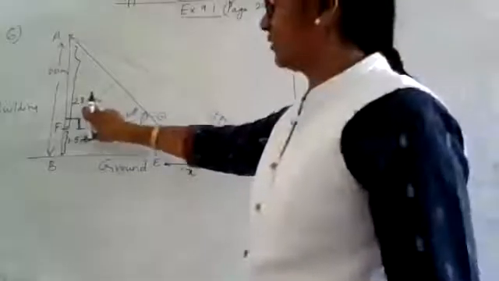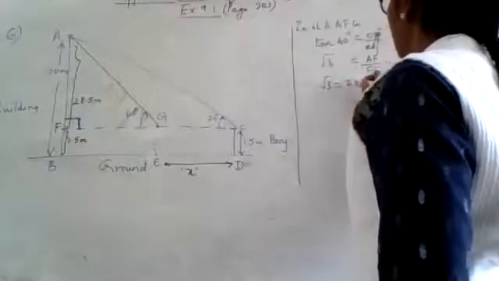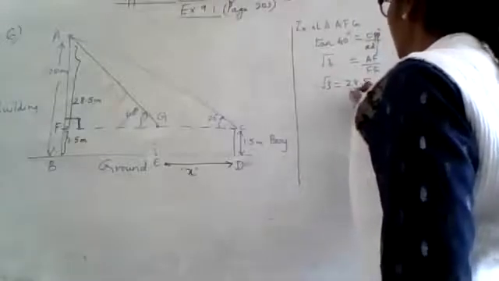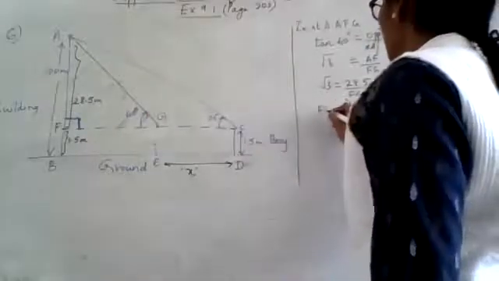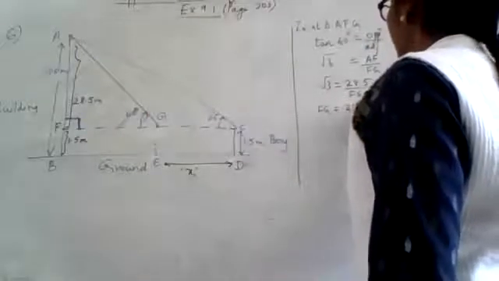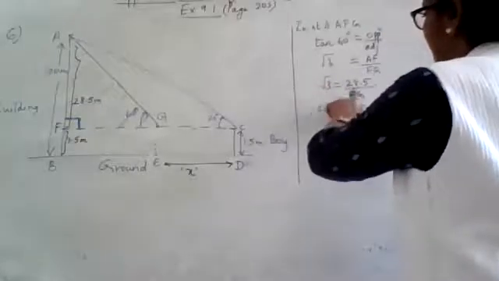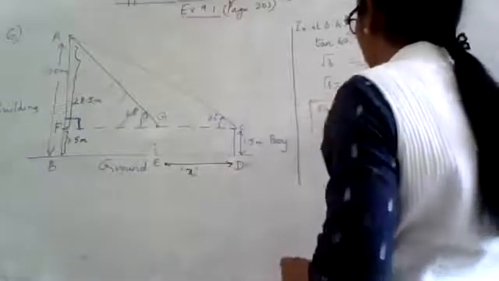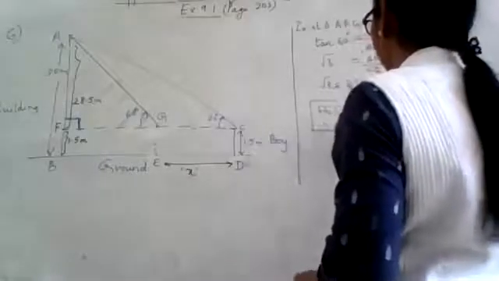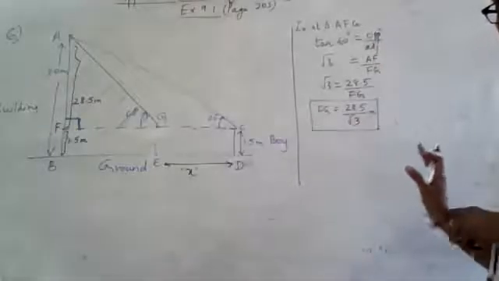AF is known. AF is 28.5. So root 3 equals 28.5 divided by FG. FG is what I don't know. So FG is equal to 28.5 divided by root 3. I hope you understand. This is multiplied, FG into root 3, but the root 3 comes back to the denominator. So you are getting it like this. I'm not going to rationalize now because I want something else also to be done.